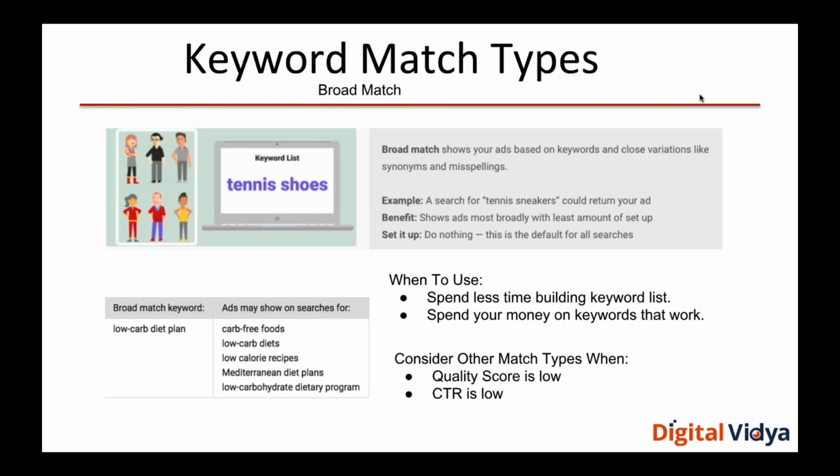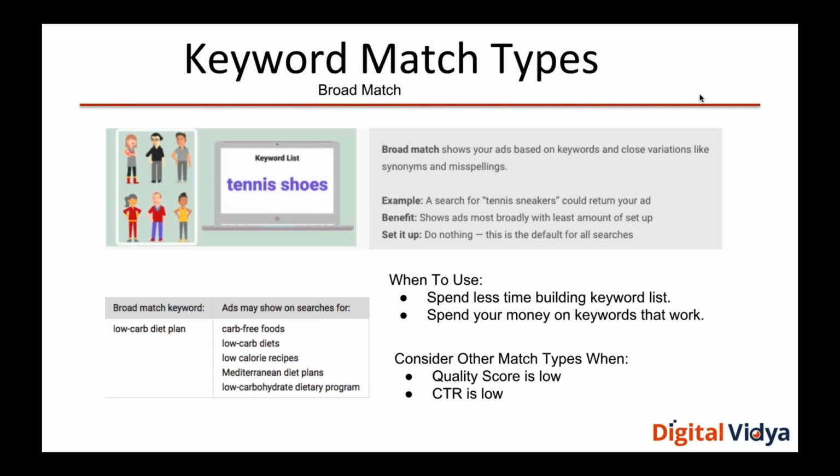So if you look at the example given in the slide, if you're having an ad group about some diet plan and one of the broad match keywords is a low carb diet plan, it will allow your ad to potentially show up even if the search query is something like low carb diets, carb free foods, Mediterranean diet plans, low carbohydrate dietary program. So these are all not directly related to the actual keyword but slight variations and related terms, right? Still, it can allow your ad to be triggered because the keyword match type is broad match.